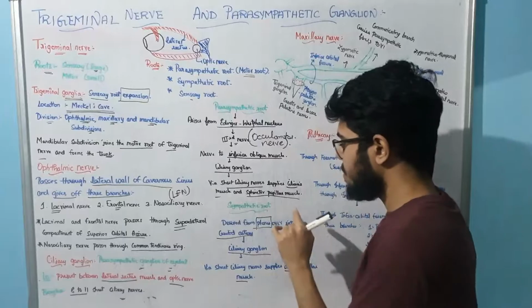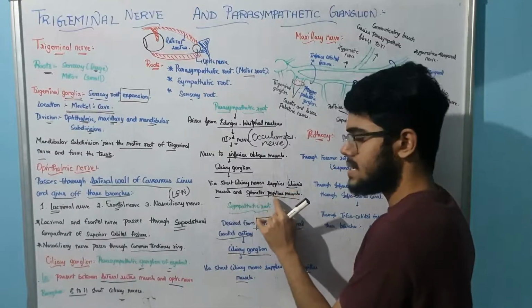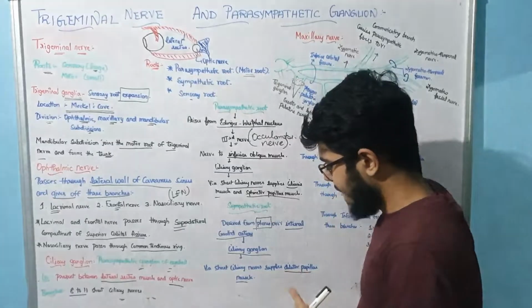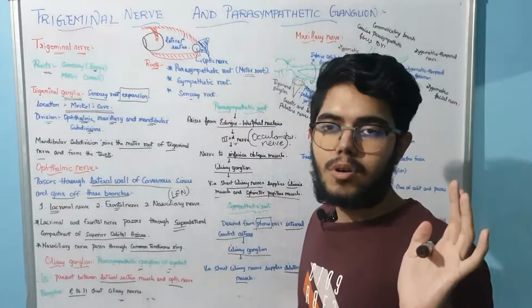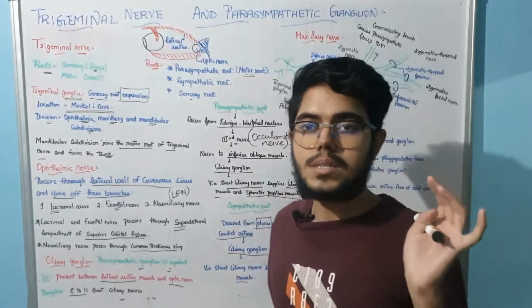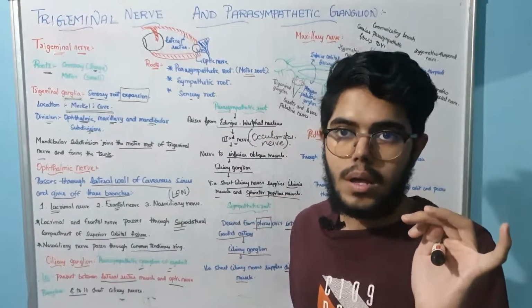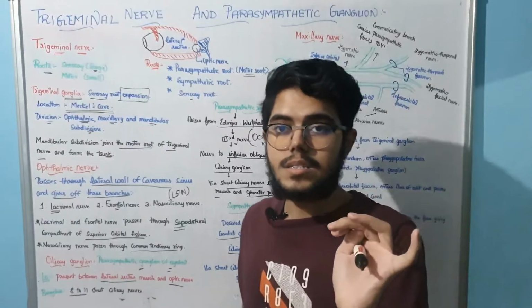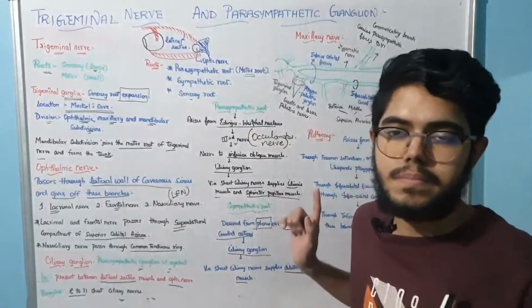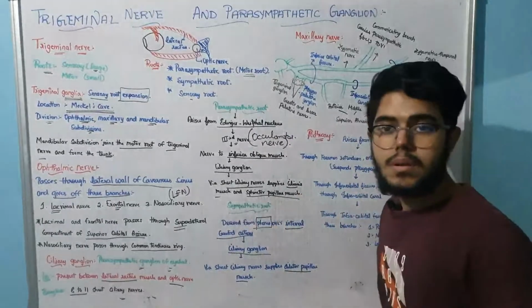Very important, one more question. Parasympathetic: sphincter pupillae muscle. Sympathetic: dilator pupillae muscle. Students will confuse this, but I want it to be thorough. Okay, parasympathetic, sphincter pupillae muscle. Sympathetic, dilator pupillae muscle. Understand?